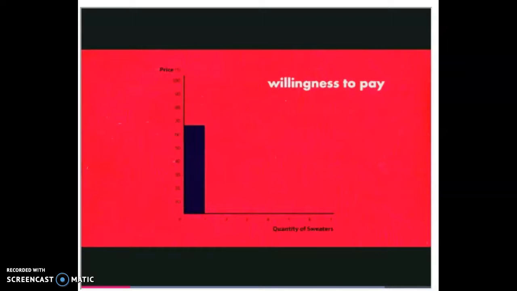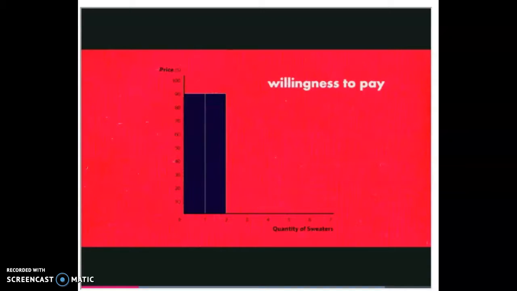Let's talk about sweaters. What's the most you'd be willing to pay for your first wool sweater? Not what you'd like to pay, but the most you'd be willing and able to pay to have your first sweater. Let's say you'd pay at most $90 for your first sweater if you had to. How much would you pay for a second one?